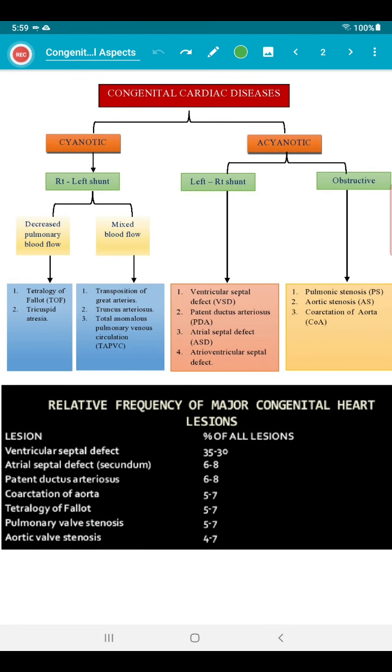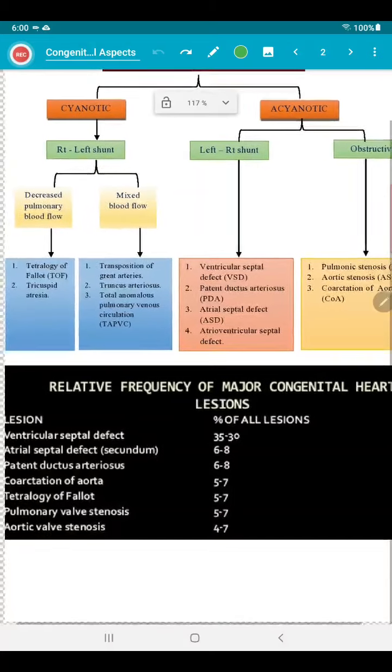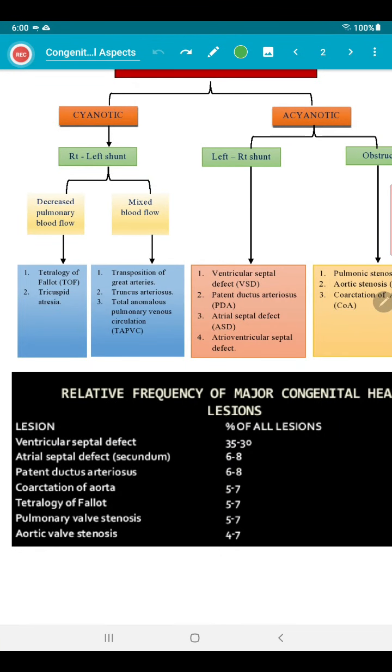If congenital cardiac disease comes as a short note or long question, you should write in this tabulated or algorithm fashion. Now one thing you notice, the relative frequency of major congenital heart diseases. VSD is the highest, 30 to 35%. Then atrial septal defect, of which there are various types we will see, and the ostium secundum type is the commonest. Then patent ductus arteriosus and coarctation of aorta, followed by tetralogy of Fallot, pulmonary valve stenosis and aortic valve stenosis.